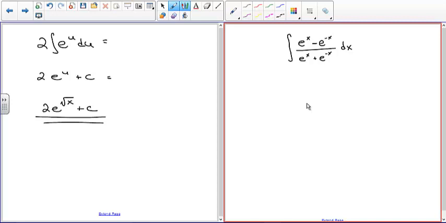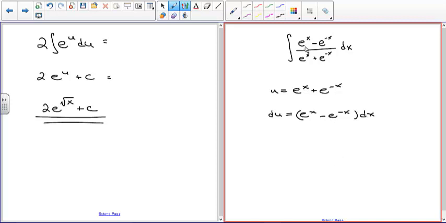So I can either choose the numerator to be u or I can choose the denominator to be u. Well, if I choose the numerator to be u, the derivative is not going to be 1 over that thing. So we're going to choose the denominator to be u. If I let the denominator equal u, and then I take the derivative of the denominator, the derivative of e to the x is e to the x. The derivative of e to the minus x is minus e to the minus x. And I multiply that by dx.